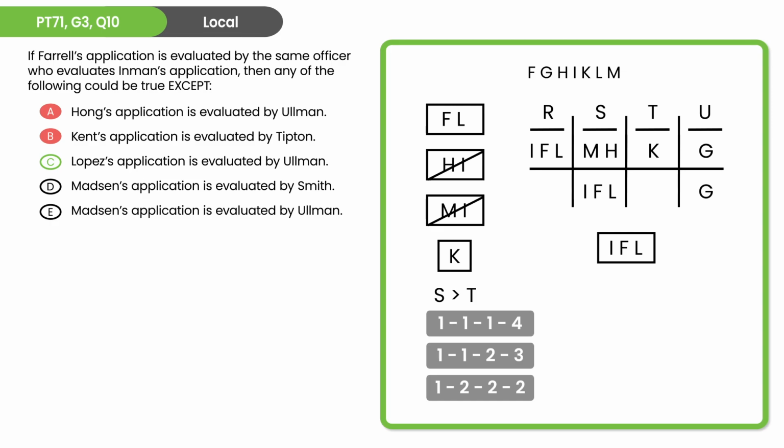Right? In the top row, L is going to R. In the bottom row, L is going to S. If you did try to put L into U, that would mean that you're not going to have more S's than T's.